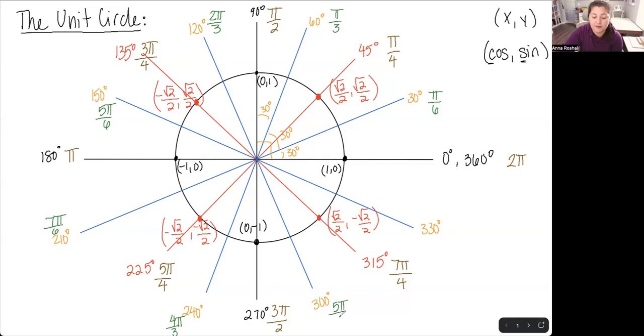is 5 over 3, and then, sorry, 10 over 6, 11 over 6, which can't be simplified, and then 12 over 6, which is 2 pi. So at this point, I've got all of my degrees and all of my radians on the graph.